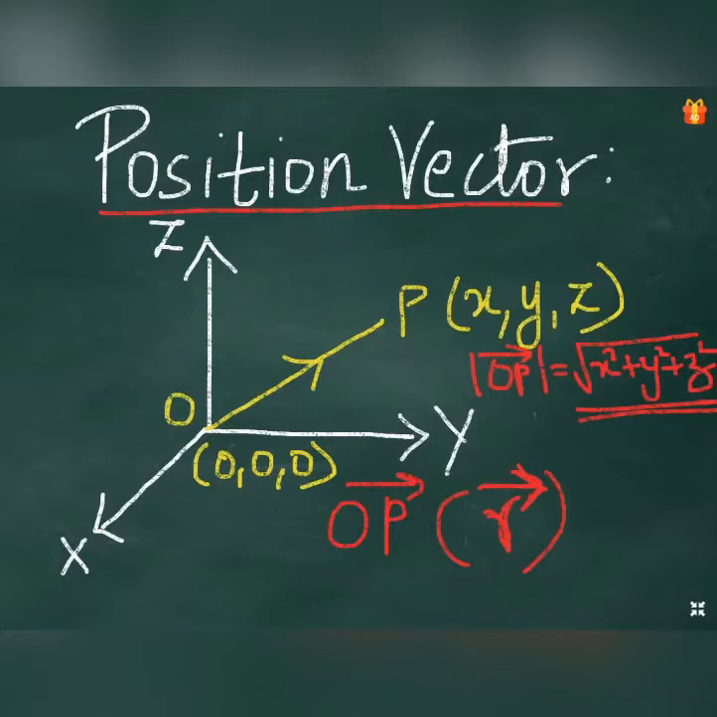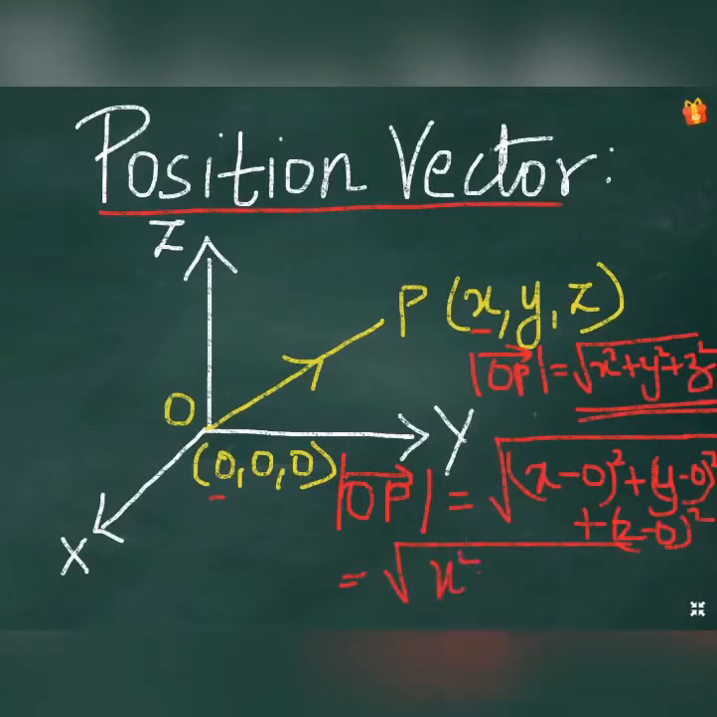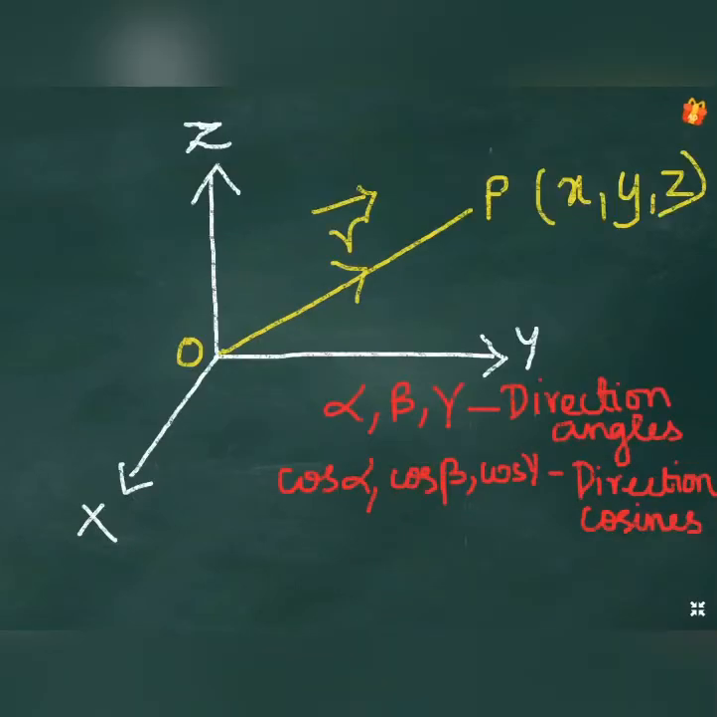This magnitude is derived from the distance formula which we learned in 10th standard. Magnitude of vector OP is equal to root of (x minus 0) the whole square plus (y minus 0) the whole square plus (z minus 0) the whole square, hence it is equal to root of x square plus y square plus z square respectively. We learned about position vector.